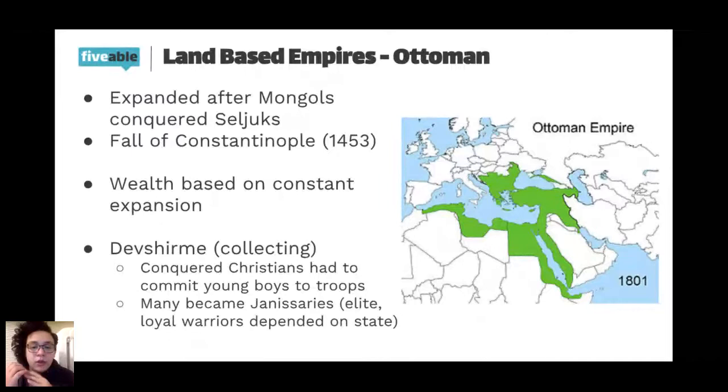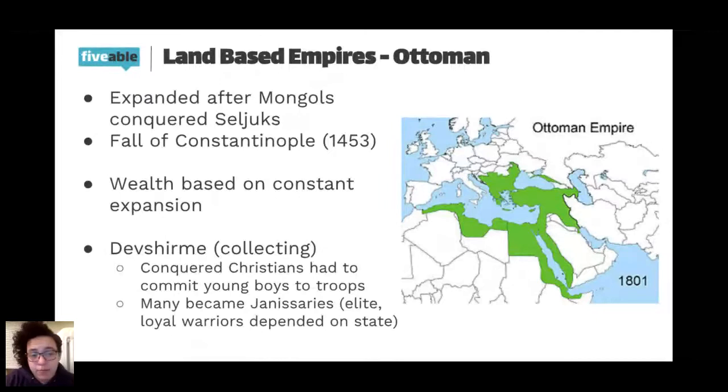So their empire was about constant expansion, right? The more they expanded, the more money they made, the more land they had to feed their horses, to contribute to their food surplus and everything. So all about expansion. They just continued expanding. This map is 1801, so you can see by the end of this time period how much they expanded.